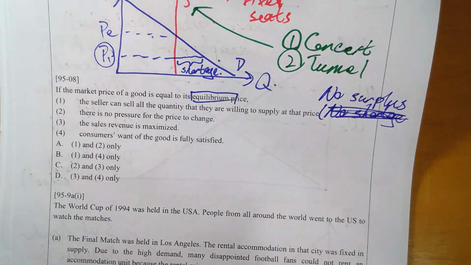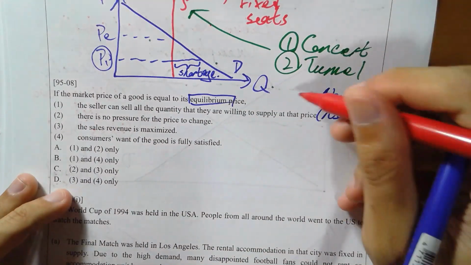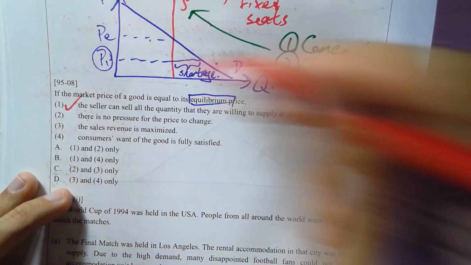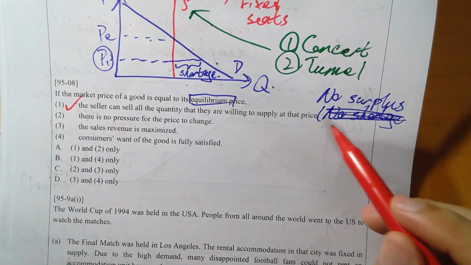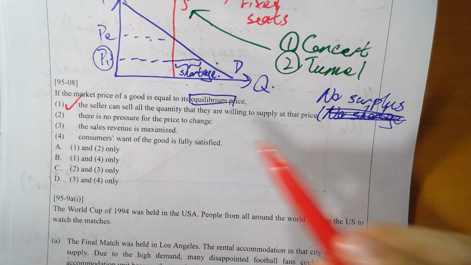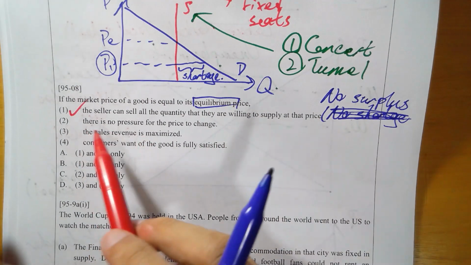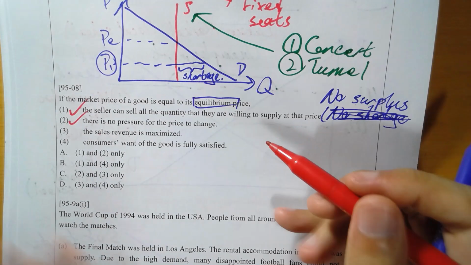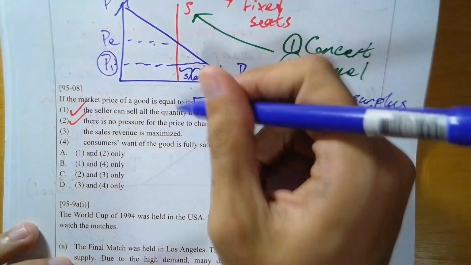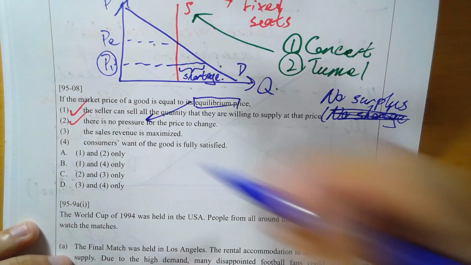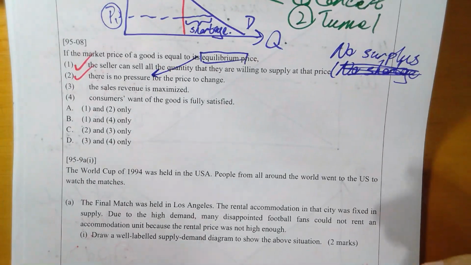At equilibrium, is there any surplus? Actually, no surplus. This one is correct. 賣唔晒啫咩意思啊？冇突嘢出嚟咯，係咪啊？Equilibrium 冇突嘢，一咪啱咯。One is correct. Number two, there is no pressure. Yes, standard definition. Equilibrium means no pressure to change, no tendency to change.